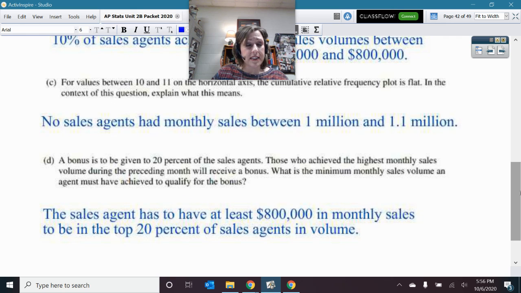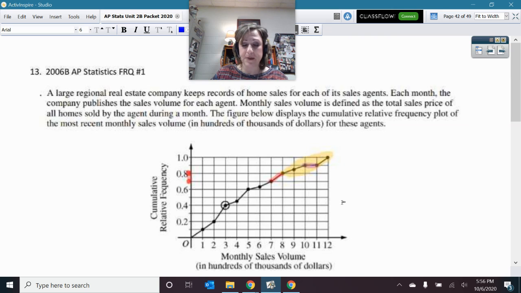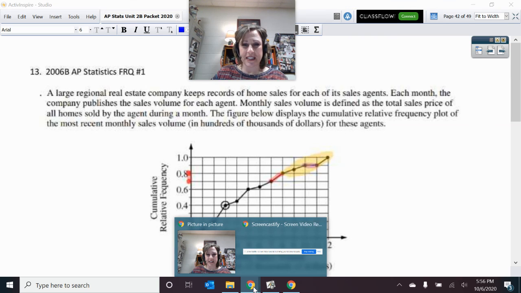All right. Context, specific numbers, knowing how to read that cumulative frequency plot. That's it. And then we'll start our notes on our skew and our shapes of our cumulative frequency plots.